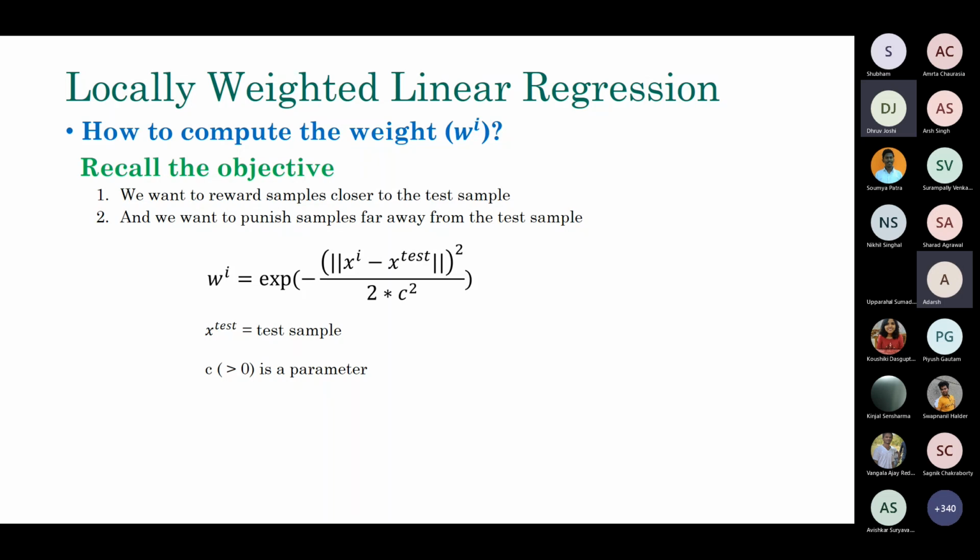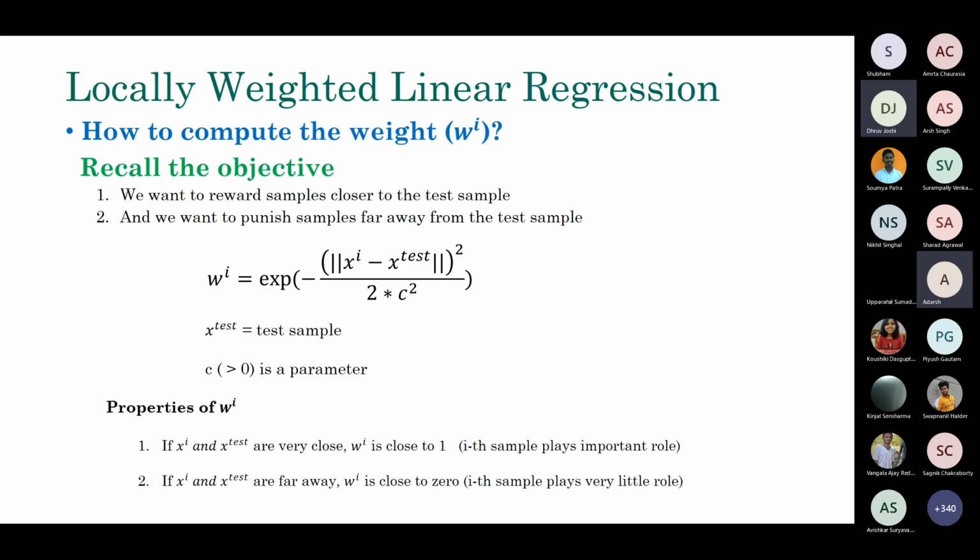C is a free parameter, a scaling parameter, which will control this whole thing. This is the function that we use to achieve the two conditions that we mentioned. C is a positive parameter, a hyperparameter. You have to do some kind of validation to choose a good value of C. Now you can quickly verify that this satisfies the two conditions mentioned in point 1 and point 2.